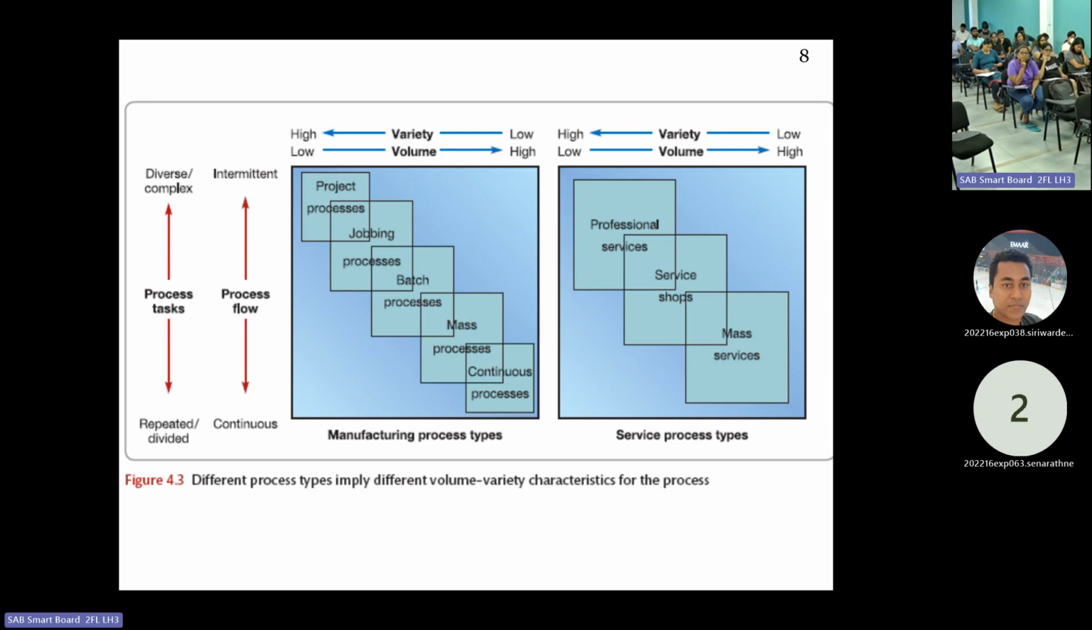Towards this type of processes, we call them intermittent processes, where the process flow is more disconnected, intermittent. Whereas towards this side, that is mass processes and continuous, we call them continuous processes or repetitive processes.